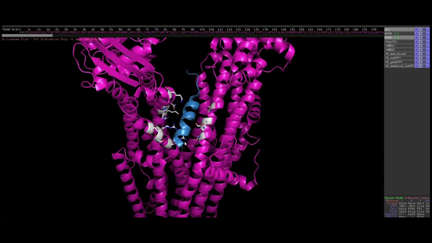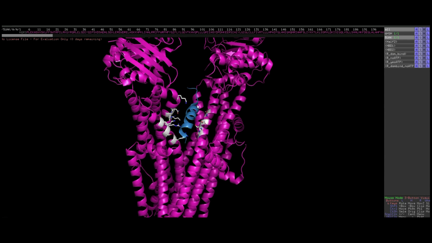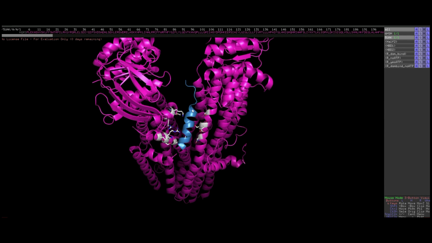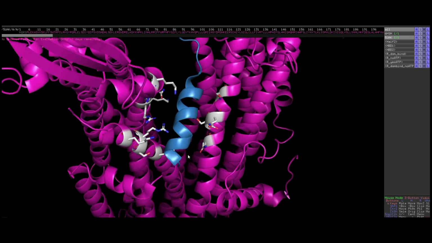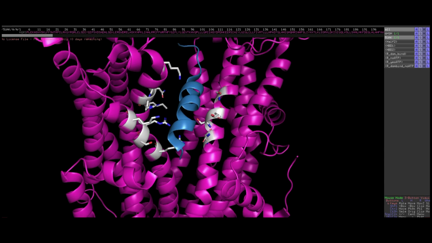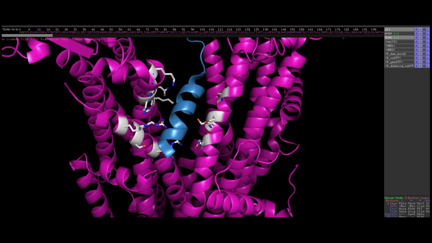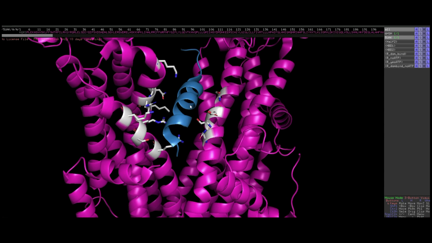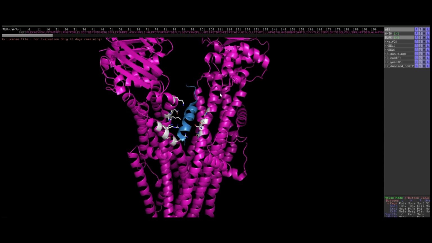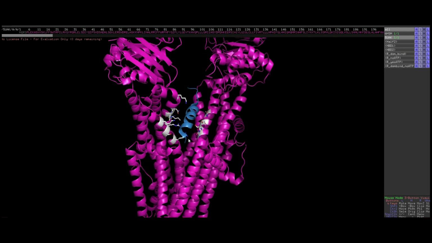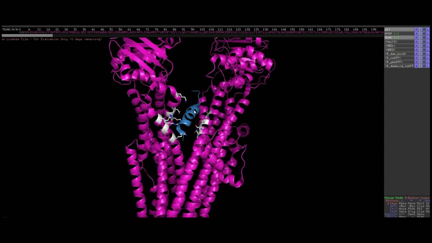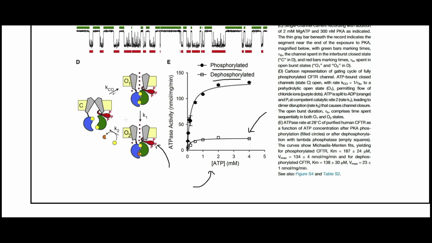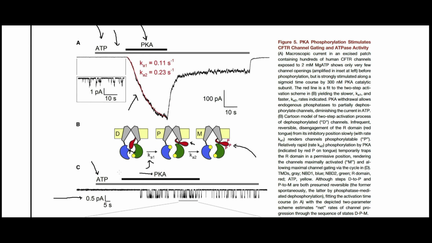And so I actually have the structure here. And so in magenta here is our transporter. This little blue section here is that R domain, and then these gray residues are sort of where the R domain is interacting with the transporter. And so this is with the R domain here sort of in that state of being sort of inside the transporter here.